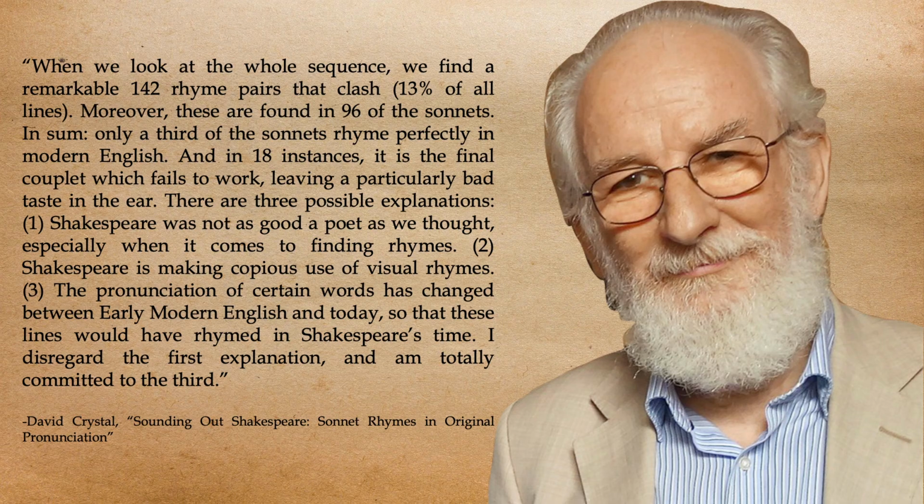And here's what David Crystal has to say about the supposed lack of exact rhyme in the works of William Shakespeare. When we look at the whole sequence, we find a remarkable 142 rhyme pairs that clash, 13% of all lines. Moreover, these are found in 96 of the sonnets. In some, only a third of the sonnets rhyme perfectly in modern English. And in 18 instances, it is the final couplet which fails to work, leaving a particularly bad taste in the ear. There are three possible explanations.